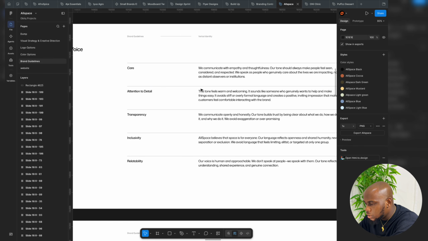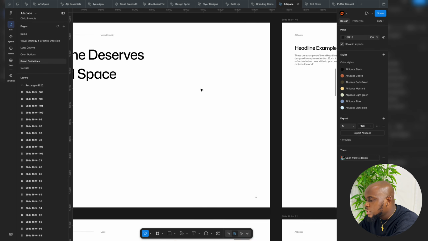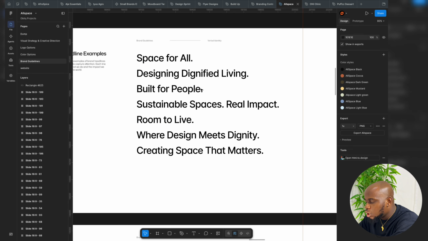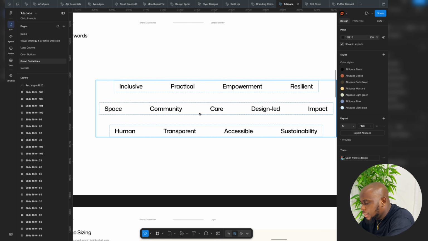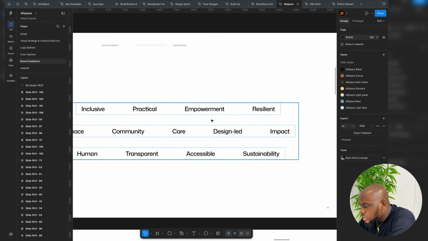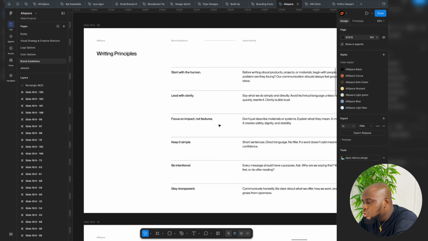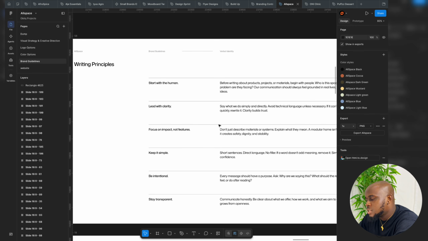I already talked about this previously. Same thing here, the tagline. We put a couple of taglines: space for all, design dignified living, built for people, sustainable spaces, real impact, room to live, where design meets dignity. And we carry the same keywords that we had in the creative direction document, and we brought them here as well. So this means that we have started working on the verbal identity even before the brand, because you need to have started working on it.